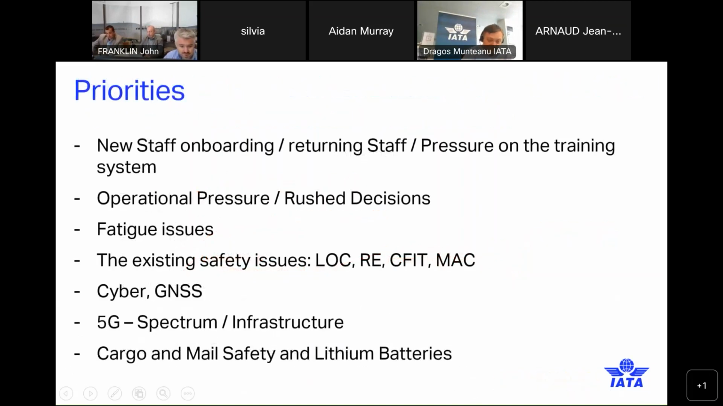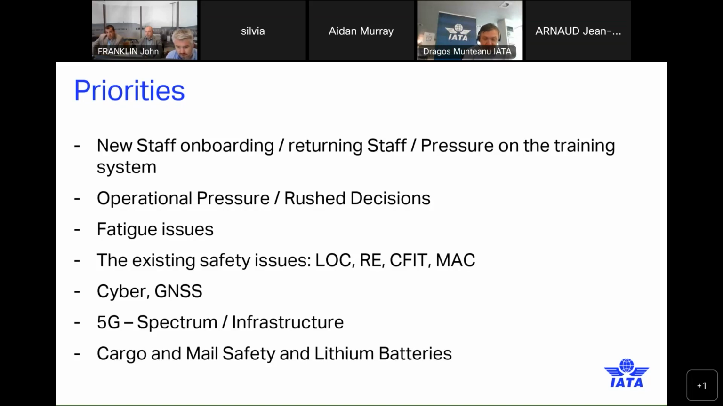So regarding priorities, these are elements that my colleagues who presented before have already mentioned, but the whole industry identifies them, and we are seeing them almost every day. Because of this increase in traffic, we have new staff being onboarded, and we know how long it takes to bring a new colleague online and able to work. And we also have returning staff who have not worked during the unfortunate crisis that we lived through, and bringing them to standard takes time. Of course, that generates pressure on the training systems.